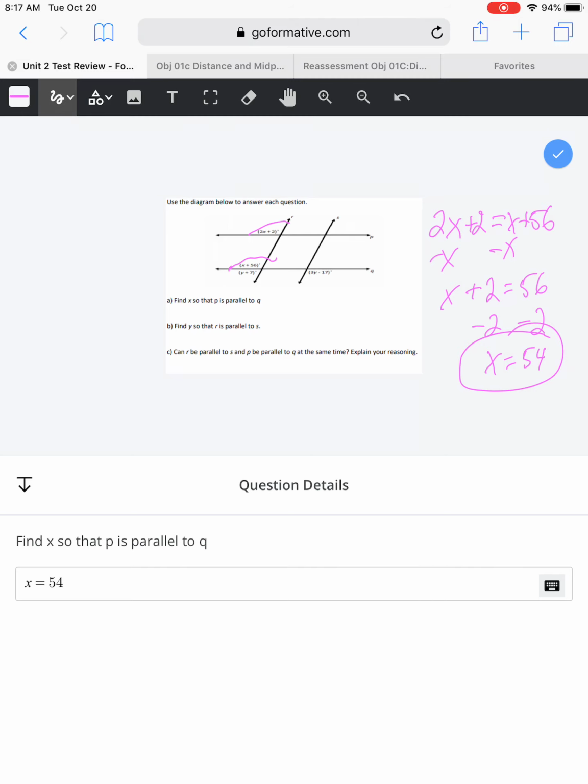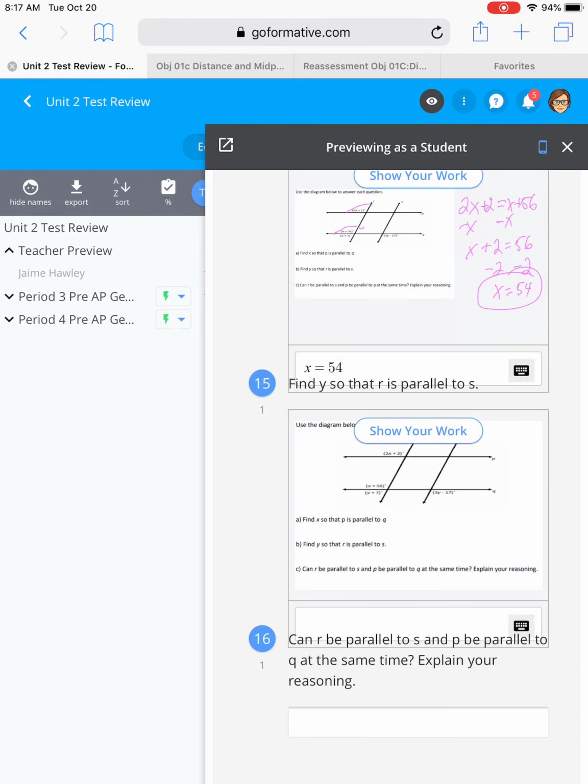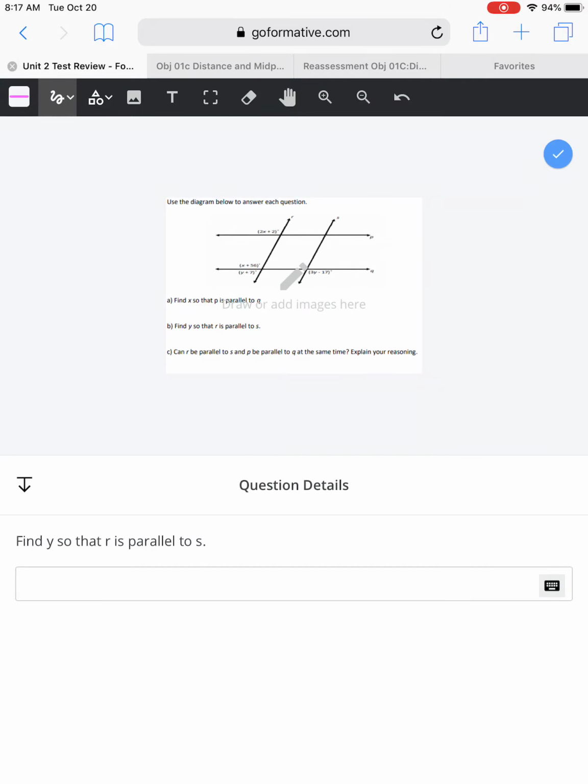Alrighty. So that's the first part. Second one, it says find y so r is parallel to s. So this one's a little bit trickier, but basically if this angle right here is y plus 7, then this angle here is y plus 7. And these two angles are a linear pair. Linear pairs are supplementary, so I know y plus 7 plus 3y minus 17 is equal to 180.